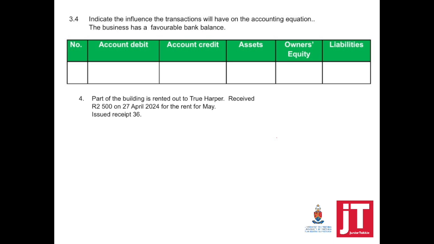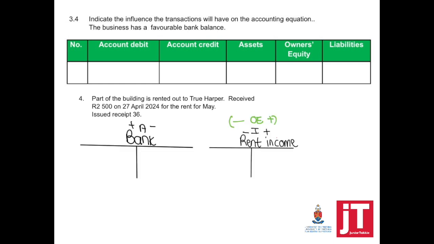Transaction number 4. Part of the building is rented out to True Harbour, received 2,500 for the rent for May. If the business receives money, it means bank is involved. Why did the business receive money? Because of rent income. So now, when the business receives money, bank will always be debited. Because we have a favorable bank balance, our assets will increase. Our income will increase. Because our income increases, this will have a positive effect on the owner's equity.